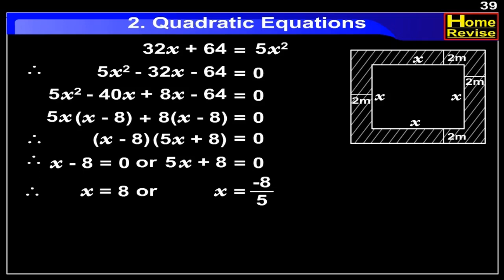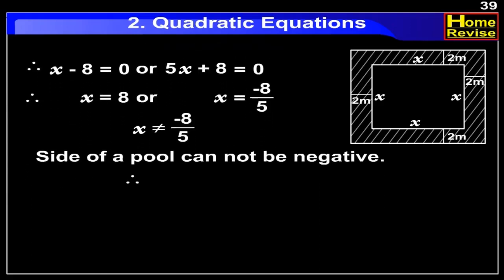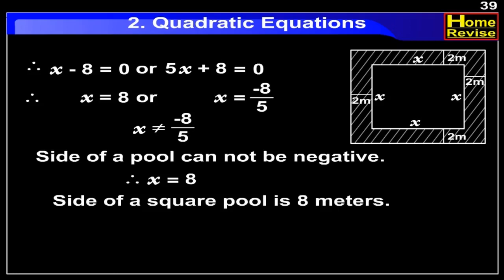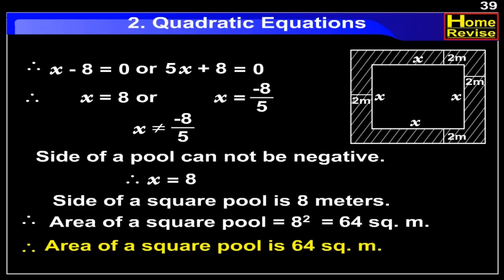Here, x cannot be equal to minus 8/5 as the side of pool cannot be negative. Therefore, we have x is equal to 8. That is, side of a square pool is 8 meters. Therefore, area of square pool is equal to 8 square, which is equal to 64 square meters. Therefore, area of square pool is 64 square meters.